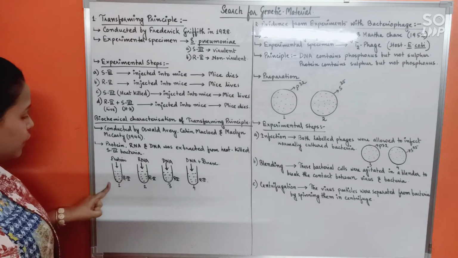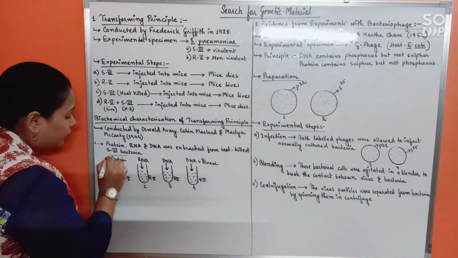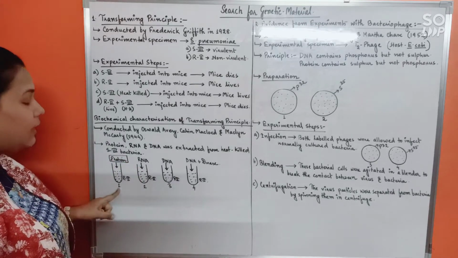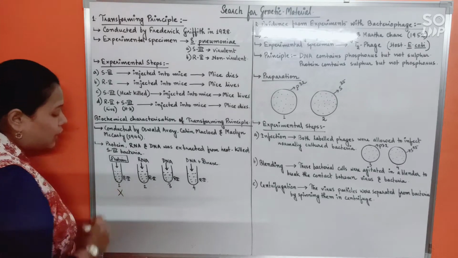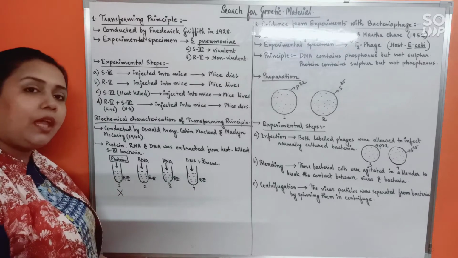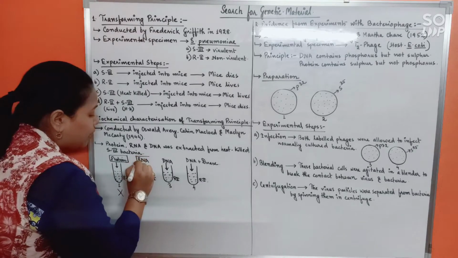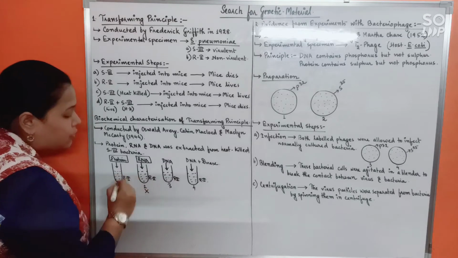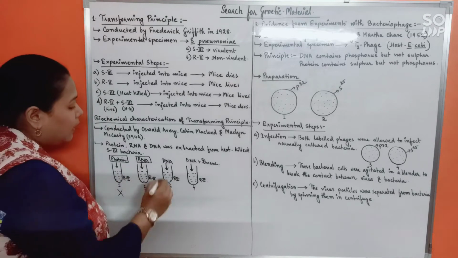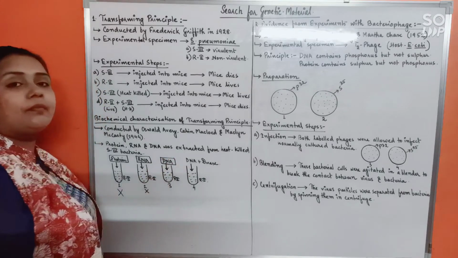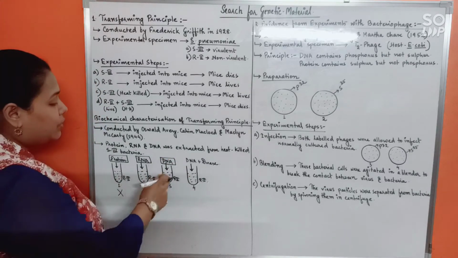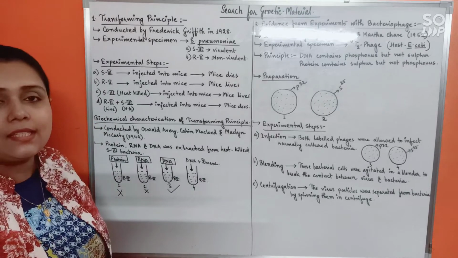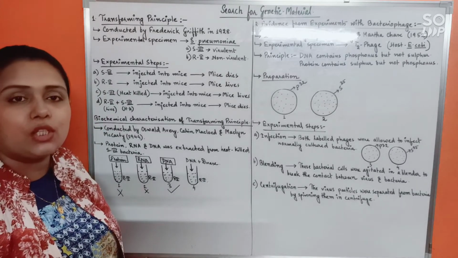So in the first test tube, they introduced protein from the heat-killed S3 bacteria. And it was found that the protein could not transform R2 into S3. Next, they introduced RNA into another test tube, and they found that this also could not bring any transformation. Third was DNA. When DNA from heat-killed S3 bacteria was introduced in the test tube, this time it was seen that a few of the cells of R2 bacteria were successfully transforming into S3.